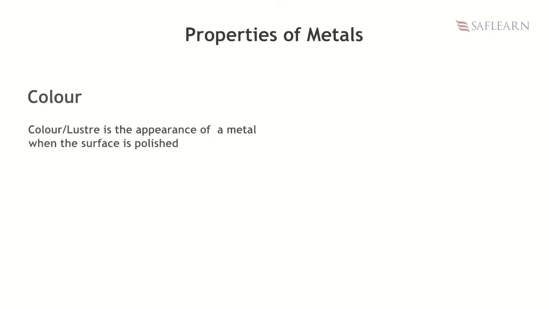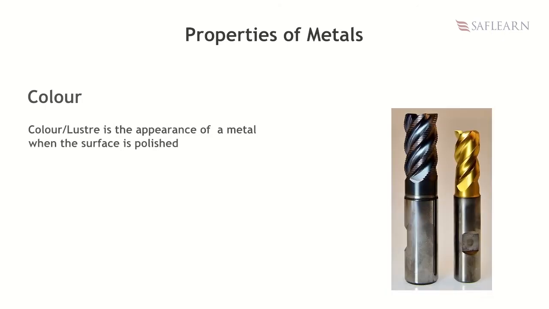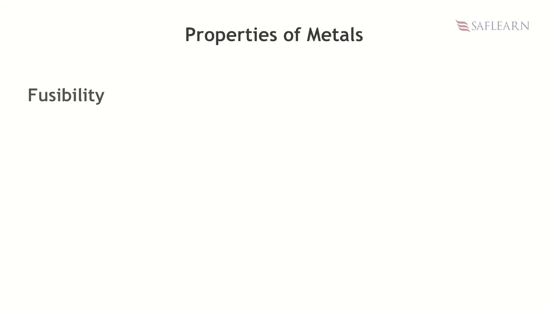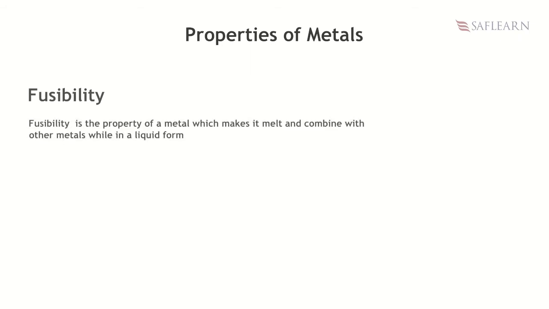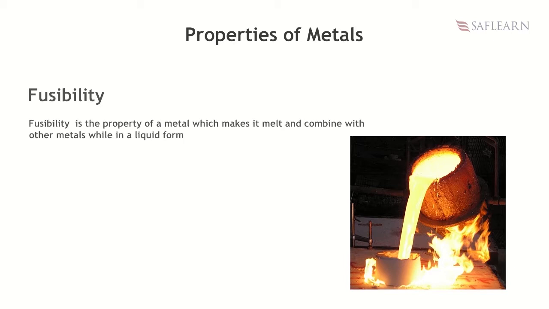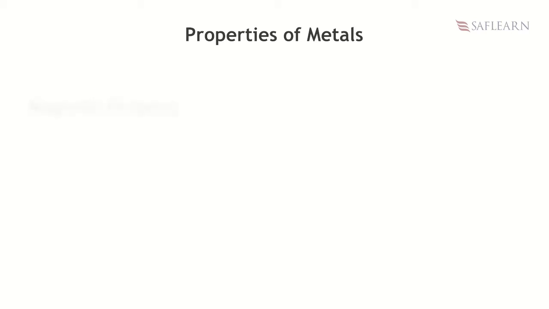4. Color and luster is the appearance of a metal when the surface is polished. For example, when polished and examined under a microscope, copper presents a different appearance from mild polished steel. 5. Fusibility, which is the property of a metal which makes it melt and combine with other metals while in a liquid form.